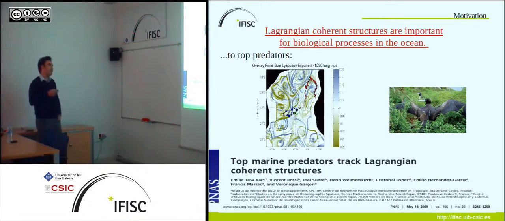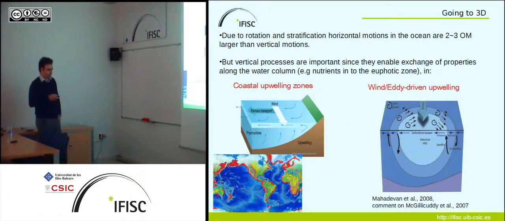Of course, between plankton and the top predators, there is a whole series of interconnected levels. So it's only natural to assume that being between these two levels, Lagrangian coherent structures also have an important role. Okay, so it's about the motivation.